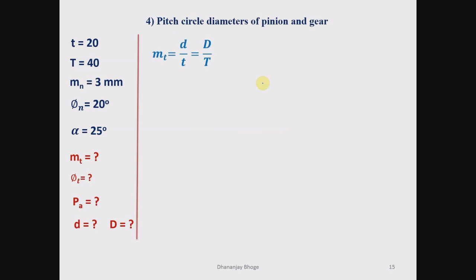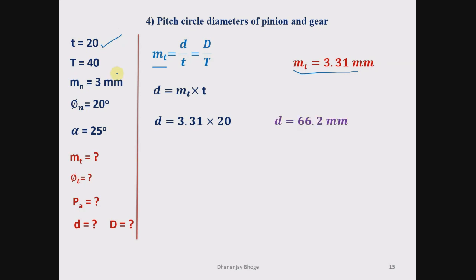आता काय काढायचं आहे? Small d, capital D. Pitch circle diameters of pinion gear. So we have MT is equals to D by T. काय गरज नाही, direct diameter find out करायचं आहे. So D equals to MT into T. We have MT as 3.31. स्मॉल टी दिलेला आहे, कॅपिटल टी दिलेला आहे. किती आलं स्मॉल डी? 66.2. येस, अँड कॅपिटल डी इज 132.4.